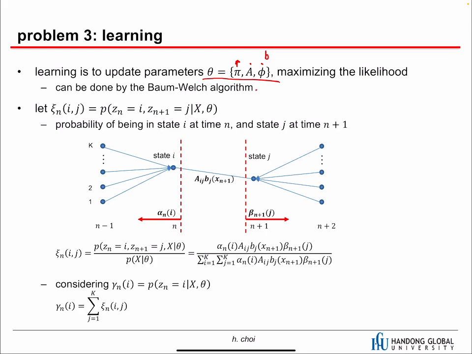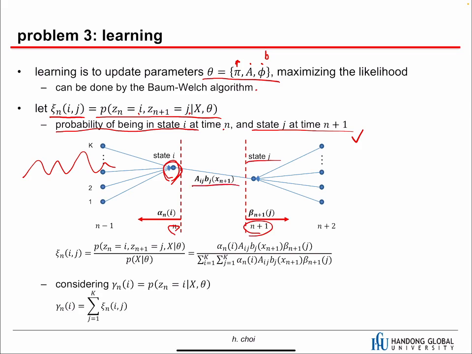And again, we define another function, psi. And psi sub n of i, j is the probability that at time n, the state is i, and at time n plus 1, the state is j, given all the observations. Which means it is the probability of being in state i at time n and state j at time n plus 1, as you can see in this figure. So we can have some path, but at time n, we are at state i, and at time n plus 1, we are at j.